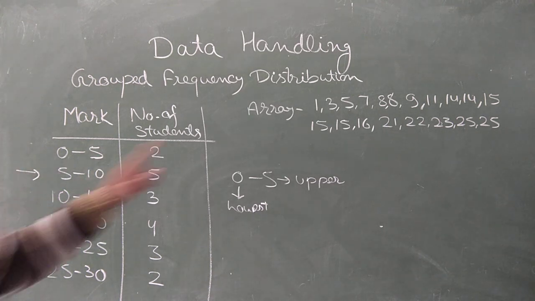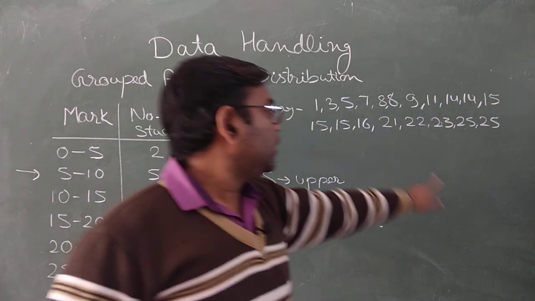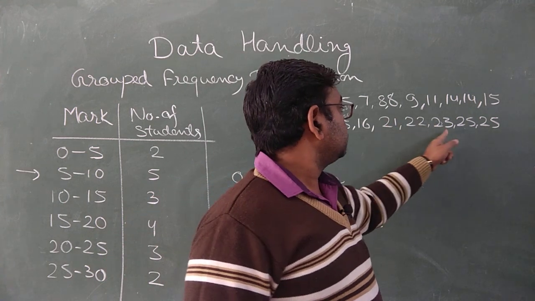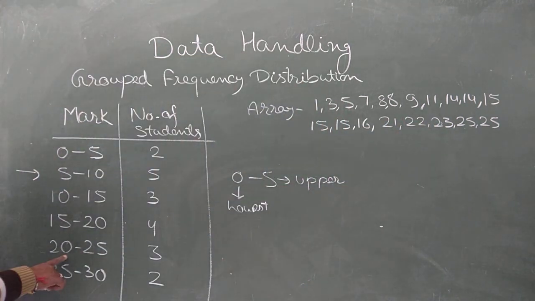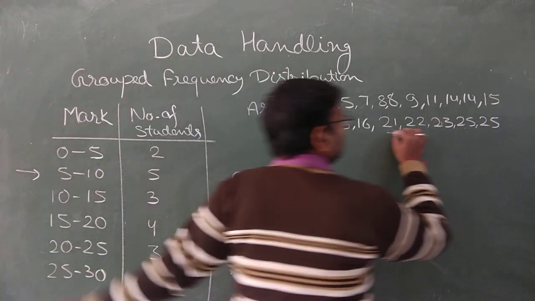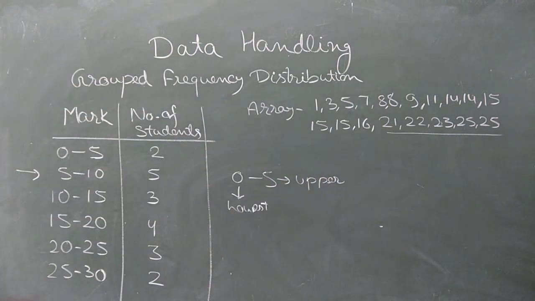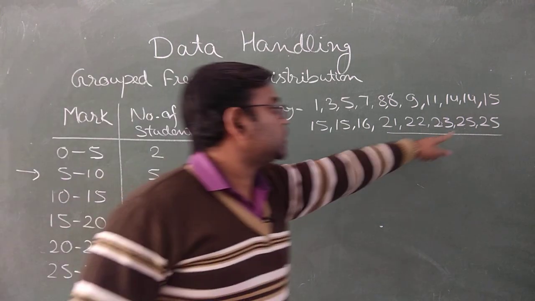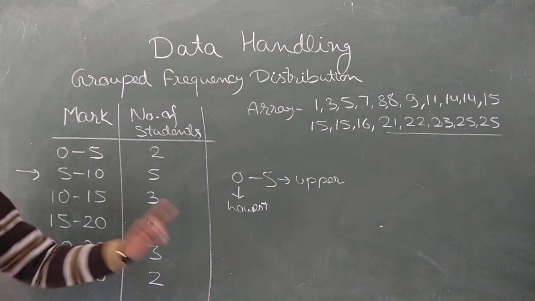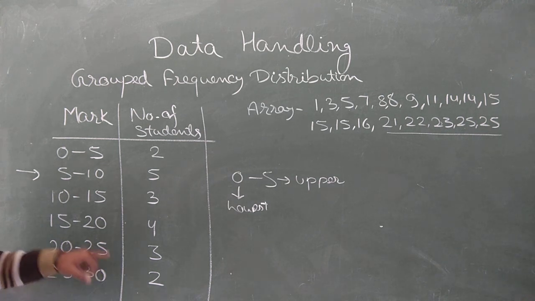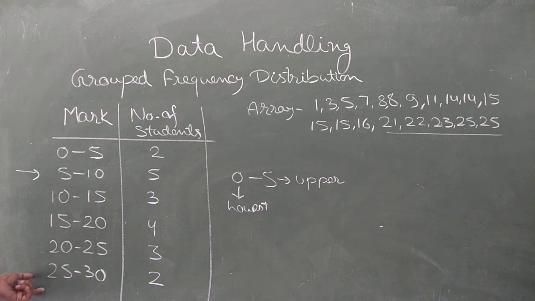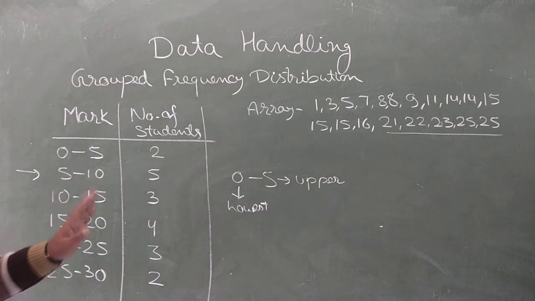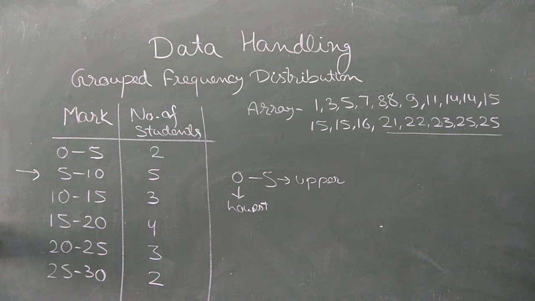Similarly, you can see in case of 25, there are 5 numbers which are 20 or more. But in case of the group 20 to 25, we write 3. Why is it 3? Because these two values are exactly 25, the same as the upper value of this group. So that value is not placed in this group, that value is placed in the next group. This is your first thing, keep this in your mind.